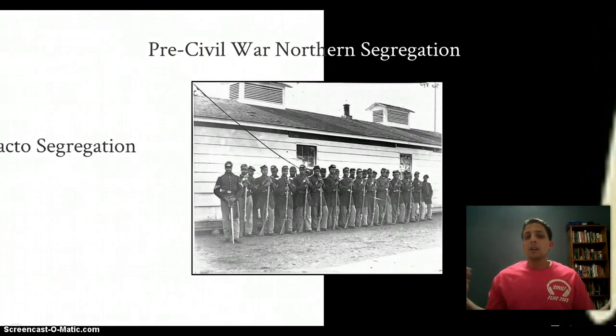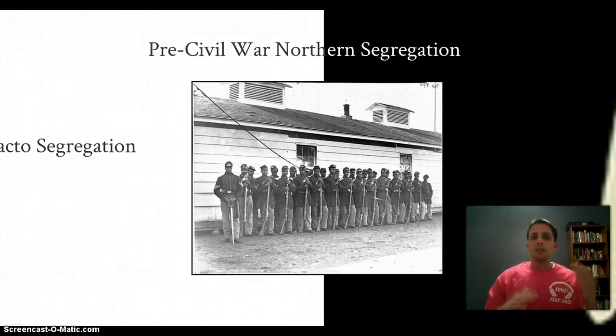Most people associate segregation with the South, just like they associate slavery with the South. And as we learned earlier in our class, slavery wasn't just a Southern thing, and actually segregation is not just a Southern thing either, and it also has its origins in the North. So segregation actually starts in the pre-Civil War Northern society.